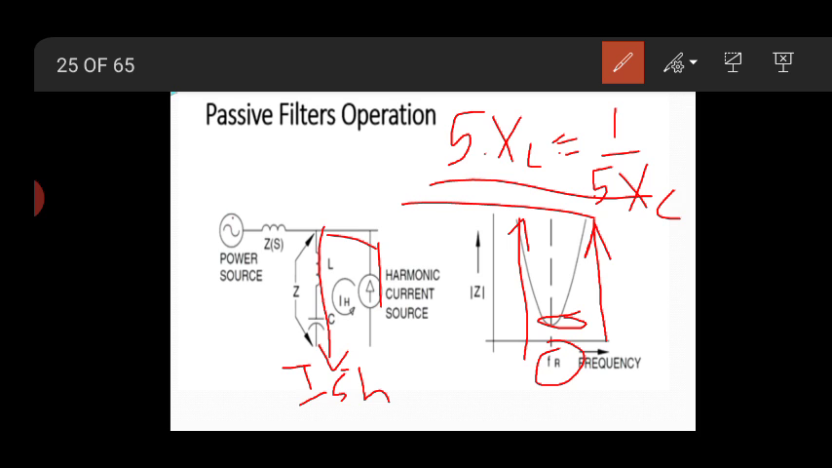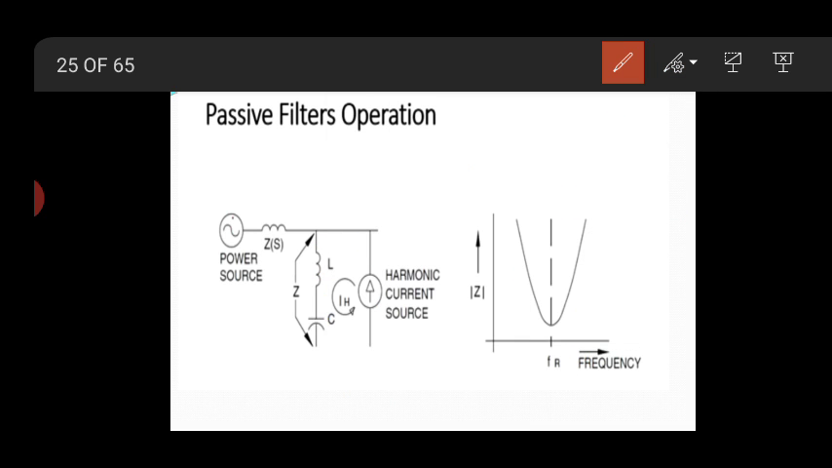So if we need to have a filter which can filter out 7th harmonics, then what do you have to do? Here, you have to connect one more inductor, one more filter here. Then you have to connect one more filter here. Okay.